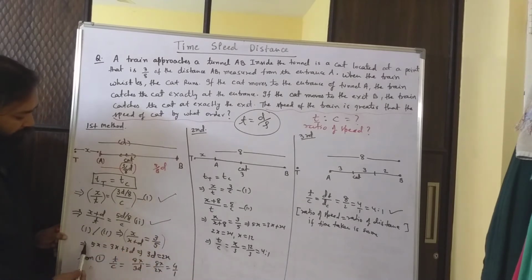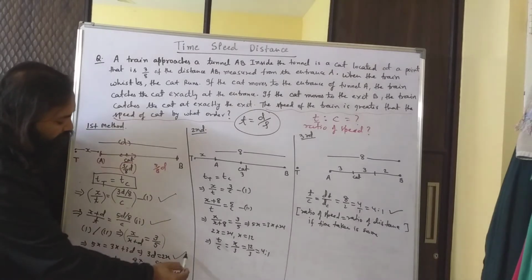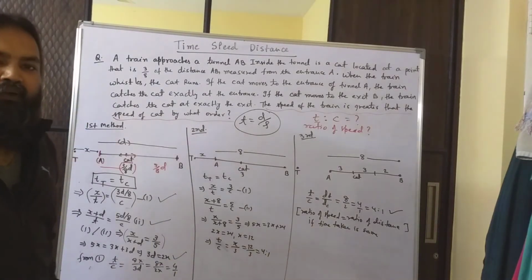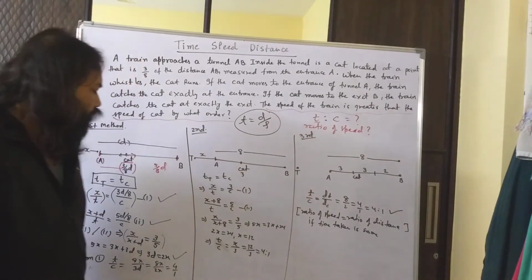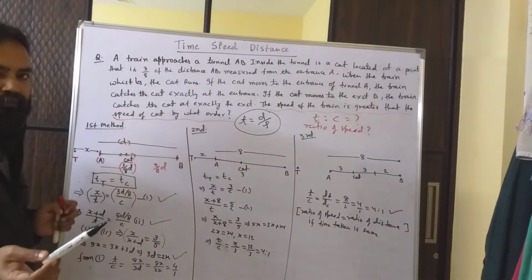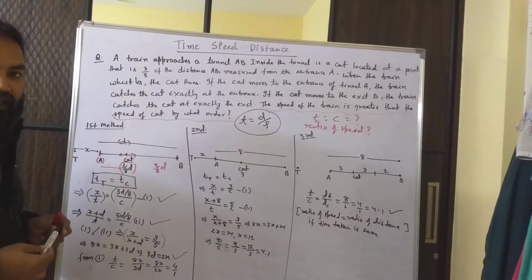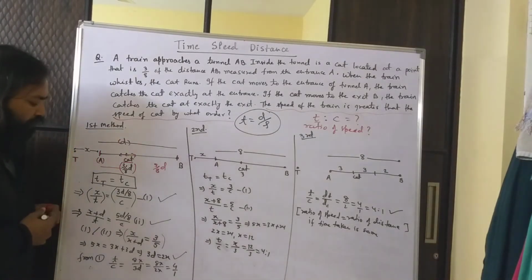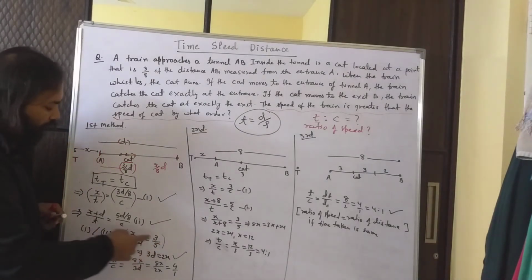Now after cross multiplication, we will be getting 5x is equal to 3x plus 3d, and then we will be getting 3d is equal to 2x. So this is the relationship between d and x. As you saw guys, there are so many variables here. There is x, there is d, there is t, there is c. So there are 4 variables and there are 2 equations. If we try to get all the variables, we will not get them exactly, but we can get the ratio. That is why we divided and we got 3d is equal to 2x.